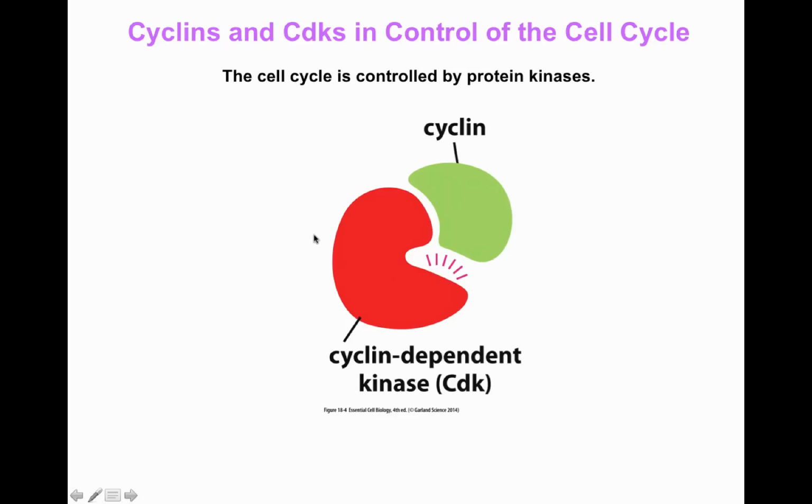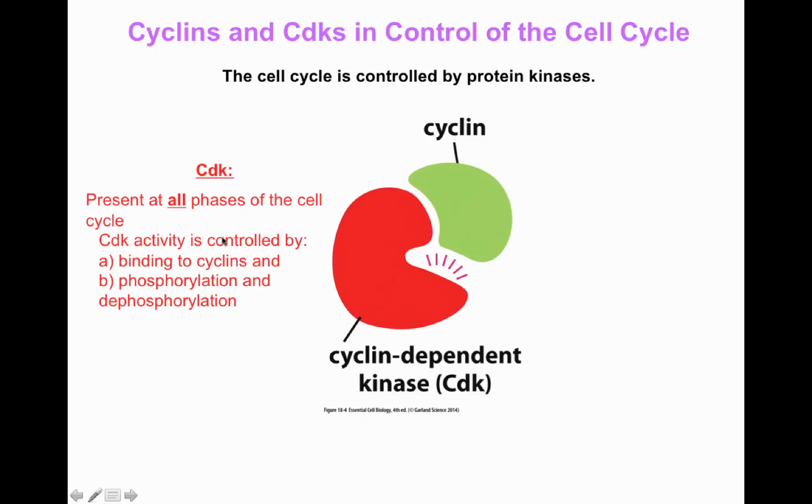Now, as I mentioned, you have cyclin-dependent kinases that, as the name implies, require binding a cyclin, and this is shown here in this picture. So what we have are the cyclin-dependent kinases, and those are present in all cells in all the stages of the cell cycle. So they're always present in the cytoplasm of the cell. Now, the activity of the cyclin-dependent kinases is controlled by two things. Number one, they need to bind their appropriate cyclin, shown here in green.